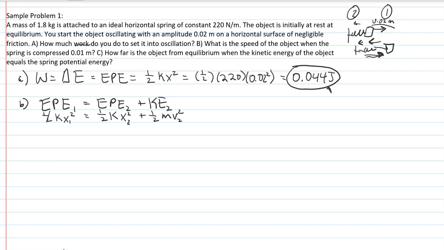And I'm going to go ahead and cancel out all of those 1/2. k is 220, x1 is 0.02, and x2 is when it's compressed 0.01 meters. The mass of the object is 1.8, and v2 is my variable, so I'll leave that as my variable for v2.